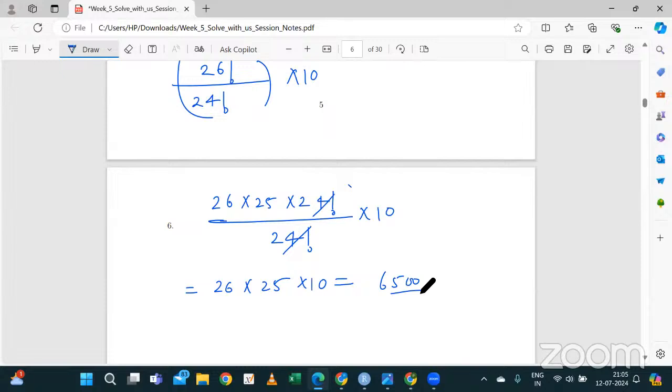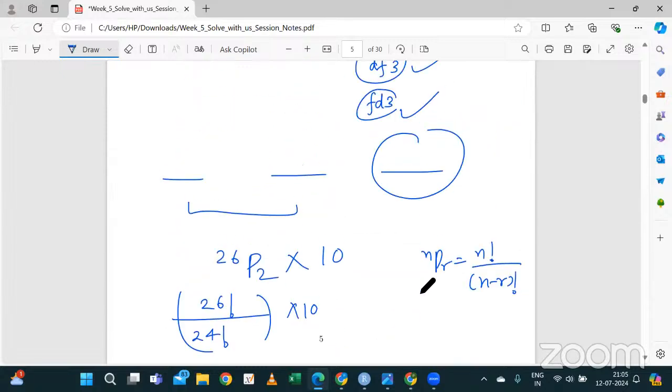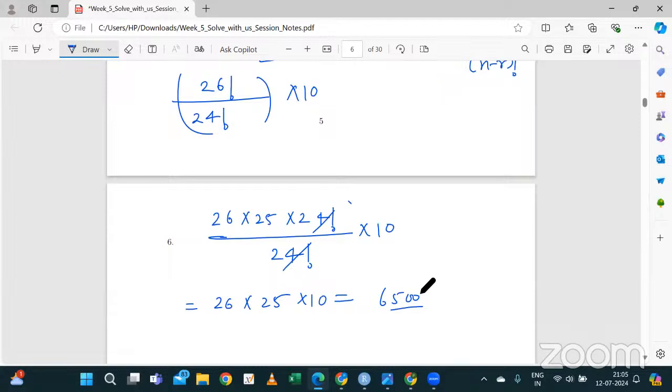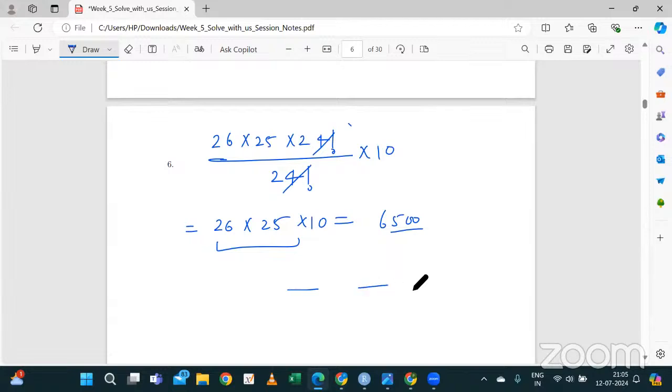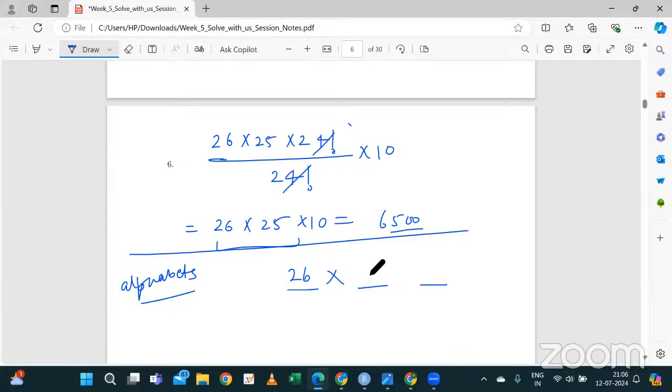So this you can do with permutation, or else with the counting principle. How? See, you have three places, right? For the first place, you can use the alphabets. Now you have to do it without repetition. So for the first place, how many options do you have? 26. You can use any of the 26 alphabets. For the second place, 25. And for the third place, since it's a digit, I will use 10.